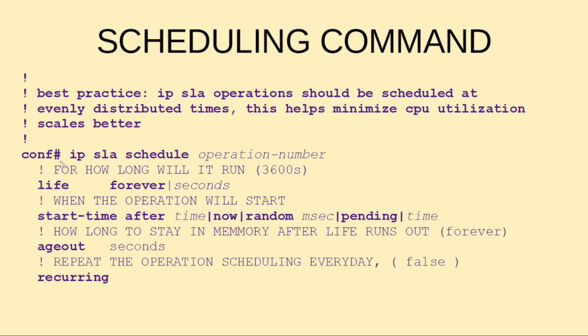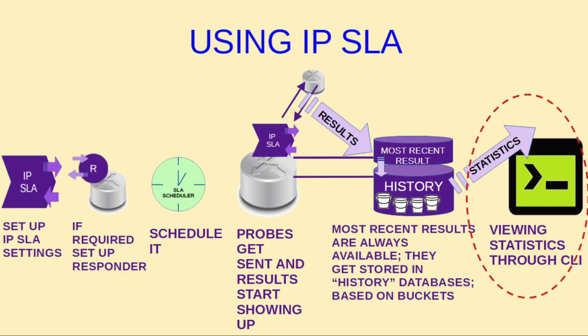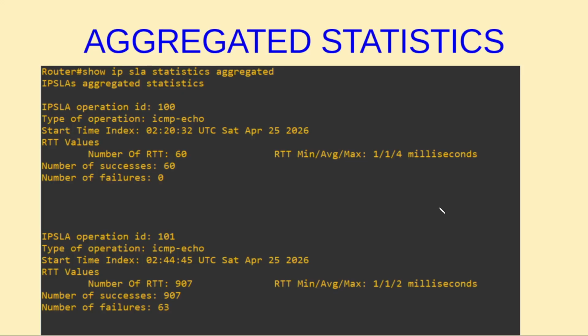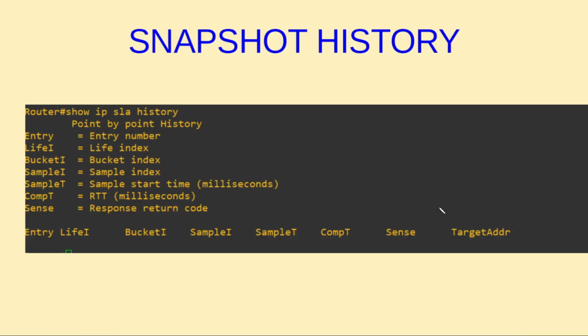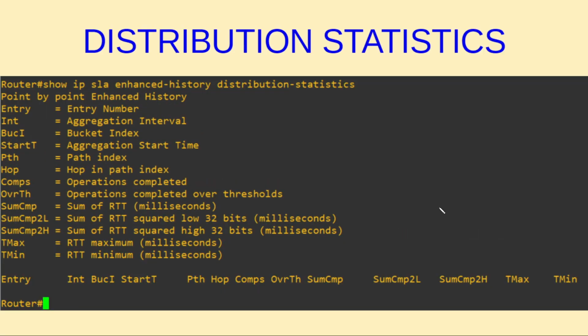This is the actual command in order to schedule an IP SLA. We can establish the start time, the lifetime, the age out, and whether it will be recurring or not. The final stage in an IP SLA operation will be viewing the statistics through the command line interface. We have several commands. For instance, we can see the aggregated statistics, which show IP SLA statistics aggregated, the snapshot history, which show IP SLA history, and distribution statistics with the command show ip sla enhanced history distribution statistics.